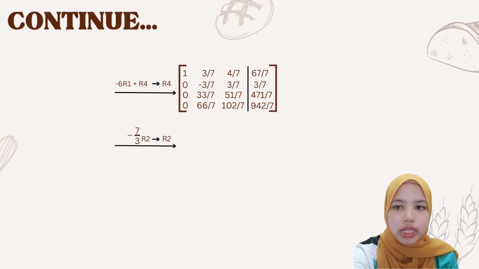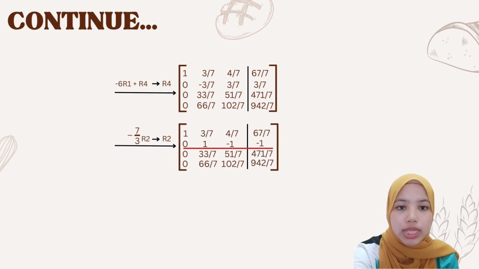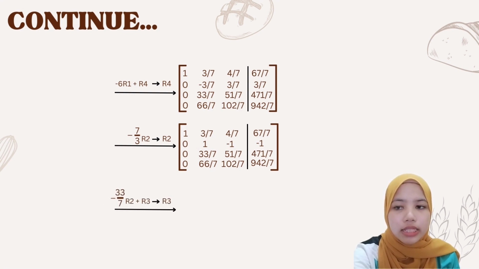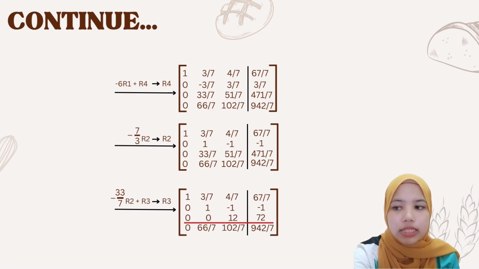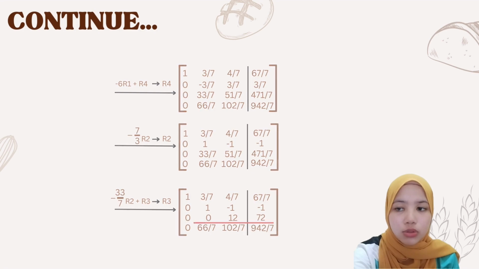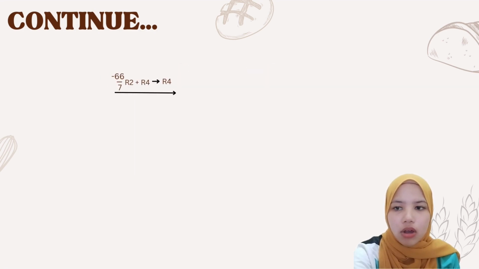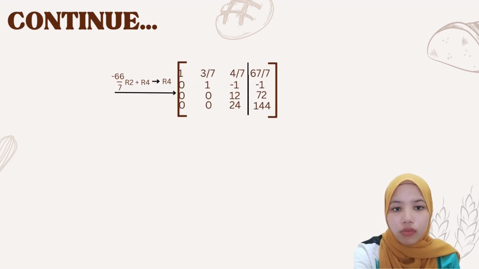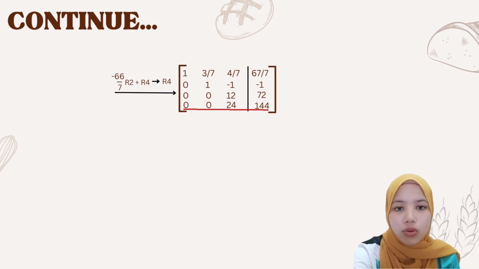So by doing negative 7/3 multiplied by R2, we will get row 2 is 0, 1, negative 1, and negative 1. Then we reduce the non-zero constants in the third and fourth rows under the leading one on the second row by doing negative 33/7 R2 plus R3. We will get row 3 is 0, 0, 12, and 72. By doing negative 66/7 R2 plus R4, we will get row 4 is 0, 0, 24, and 144.